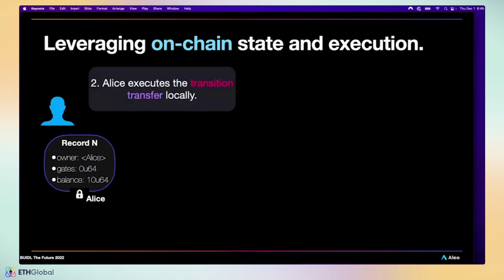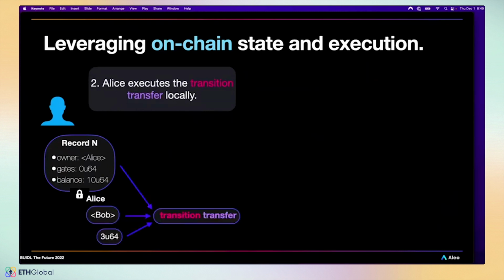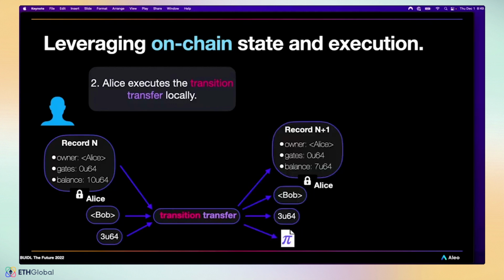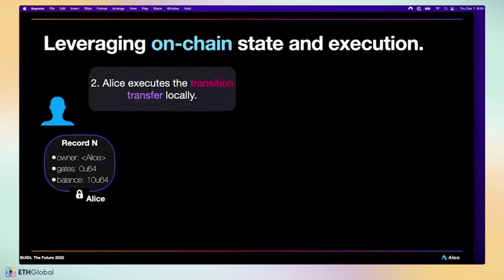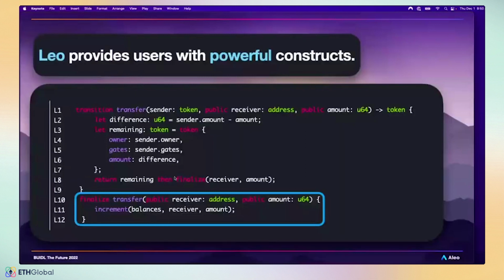Then she will execute the transition transfer locally. To do that, she provides Bob's address as input, and the amount she'd like to send. The transition transfer produces a new record containing Alice's remaining balance and passes through the arguments to the finalize block. And then the transition also produces a proof. Note that this is all done locally, within the body of the transition. So if we're looking at the original code here, everything that was just executed is from lines 2 to 8.